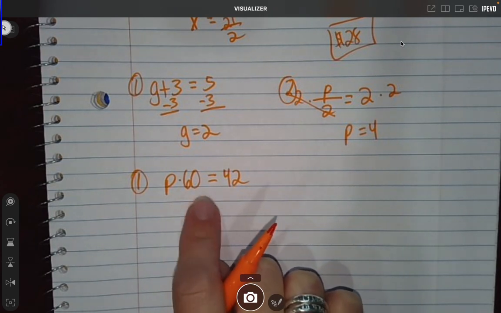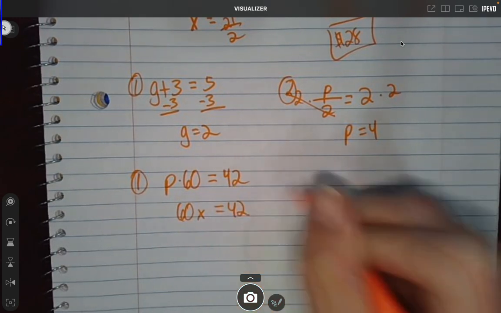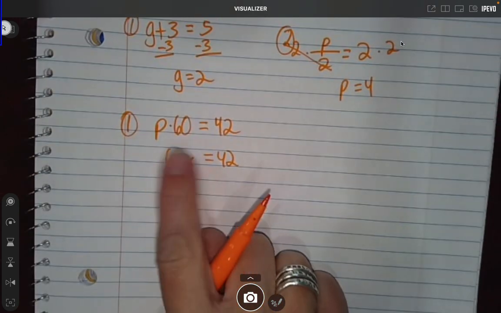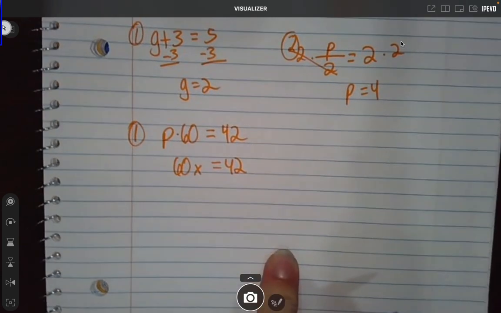Since I'm multiplying by 60, I can rewrite it this way. Or if you want to put an X, that's fine. We can put an X. So that's just rewritten with my number out front. So what do you do to solve for X? I did x over 100 equals 42. You did it as a proportion. That's the first way the book teaches. This is the second way.